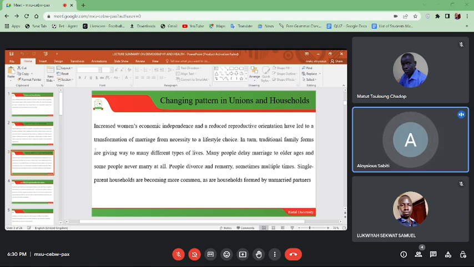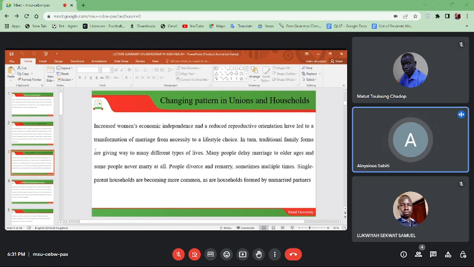But also, we've seen that in certain societies, women have refused to marry, or individuals have refused to marry. This may not only apply to women, but also to men. So people divorce and remarry sometimes multiple times. Single parent households are becoming more common, as are households formed by unmarried partners. So we have seen in our society today that divorce has become a very common aspect, but also remarrying. So you will see that the woman divorces or the man divorces and then goes to remarry, or after some time they continuously marry. That you divorce here, have one child, go to another man, have another child, divorce, go to another one. So it is multiple times.